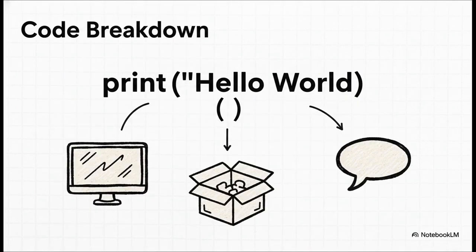So what is actually going on here? It might look a little weird, but it's really simple. That first word, print, is just a command. It tells Python, your job is to show something on the screen. The parentheses right after it are like little buckets, and they hold what you want to show. And finally, the quotation marks tell Python, hey, the stuff inside here isn't another command, it's just regular text for people to read. See? Not so scary.